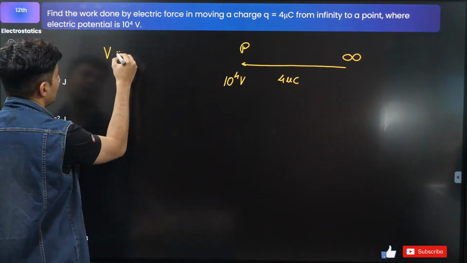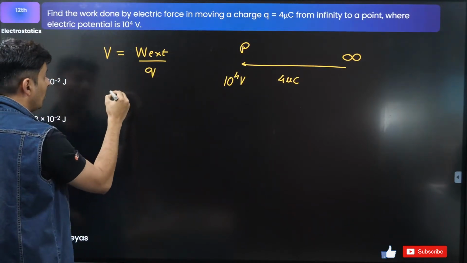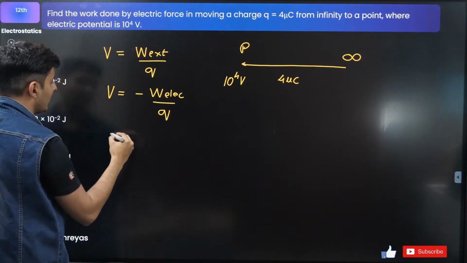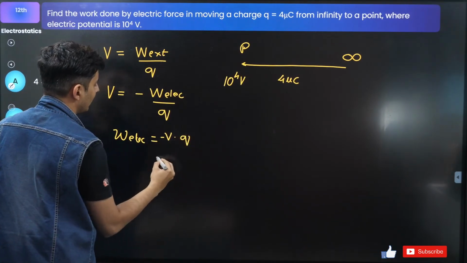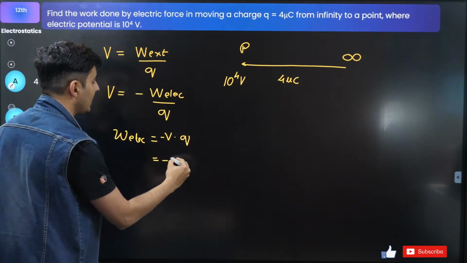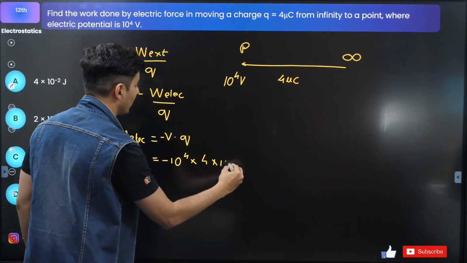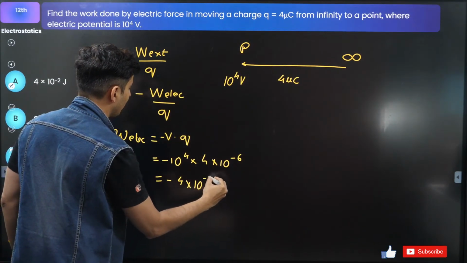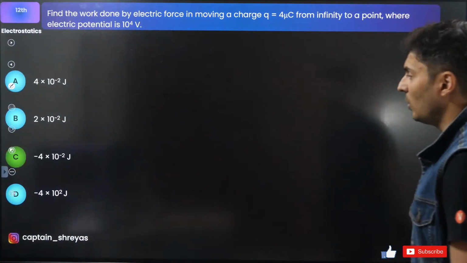Now we all know potential is work done by external force divided by the charge. So potential is also negative of work done by the electric force divided by the charge. So work done by the electric force is V into Q, but with a negative sign. Now over here, what is the potential? The potential is basically 10 to the power 4. What is the charge that you are moving? It's 4 microcoulomb, so 10 to the power minus 6. So this will become minus 4 into 10 to the power minus 2. That will be joules. So that brings me to option, obviously C.